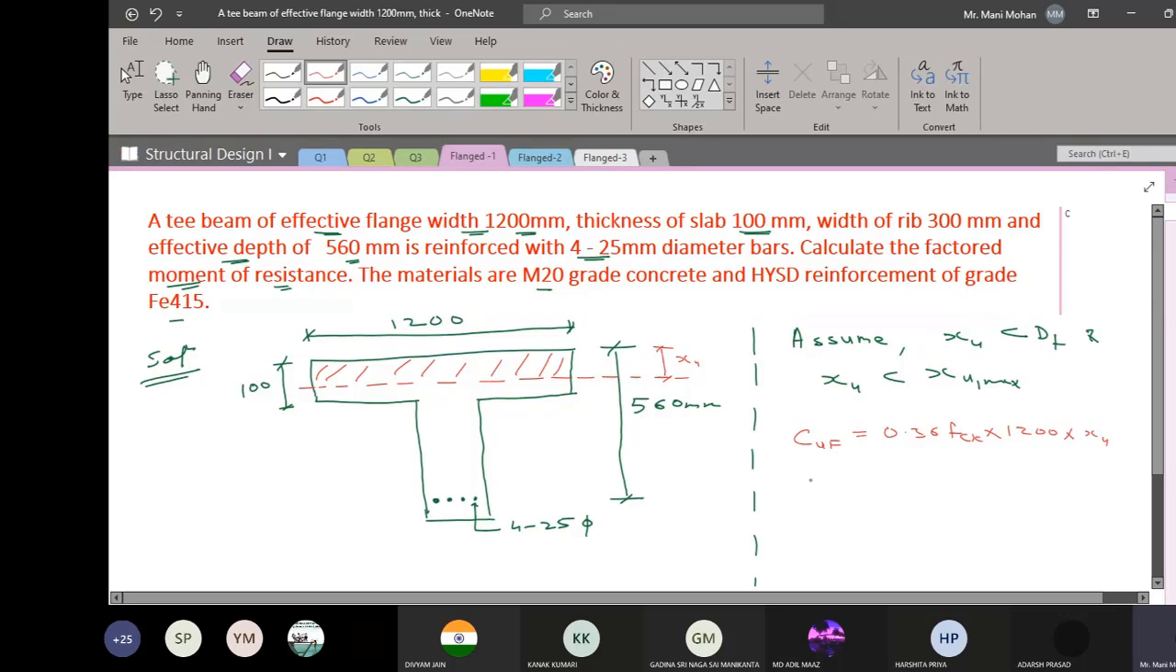Now next I'm going to compute the tension force. Since I have assumed XU is less than XU max, my reinforcement is yielding, so directly I can write 0.87 Fy into AST. So I know how much is the area of steel. It is 4 number of 25 dia bar. So 4 into pi by 4 into 25 square. Okay, or as I said, if you know the approximate area of 25 dia bar, which is 491, so 4 into 491, you can do directly. So you can compute what is the tension force.